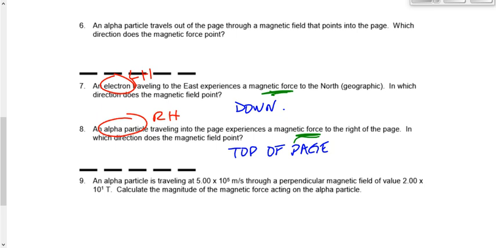Number 7 says an electron traveling to the east. So we'll make that north. East. Oh, yeah, you're right, I'm getting my geography mixed up. So I was right on my answer key. East is, so this is north. East is to my right. I'm picturing the map of Canada right now in my head.